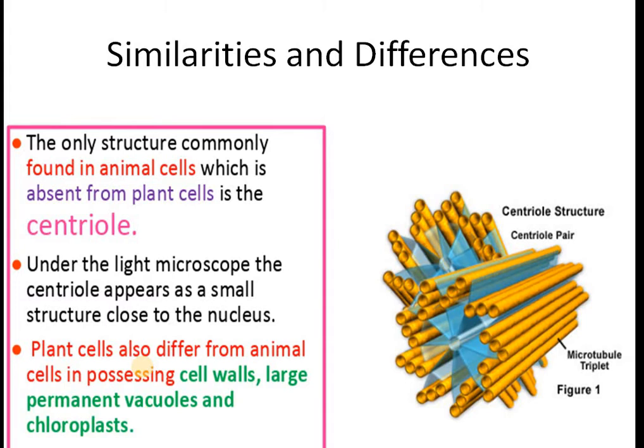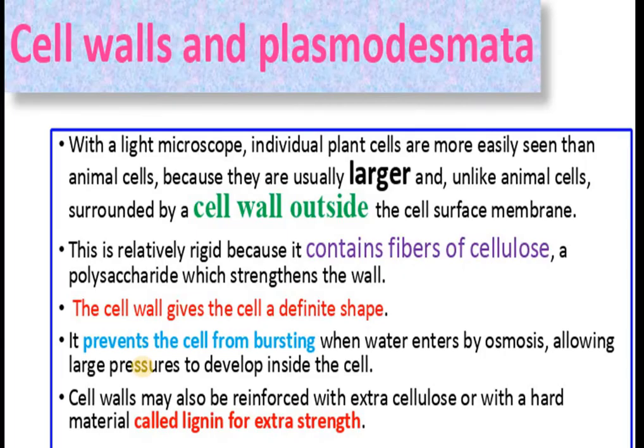You have read before that centrioles are present in animal cells and are absent from plant cells. Under the light microscope, the centriole appears as a small structure close to the nucleus. I have shown you the diagram. Obviously, we will go through the detailed structure and function of this organelle. Plant cells also differ from animal cells because of the possession of cell walls, large permanent vacuoles, and chloroplasts. This we have discussed already.